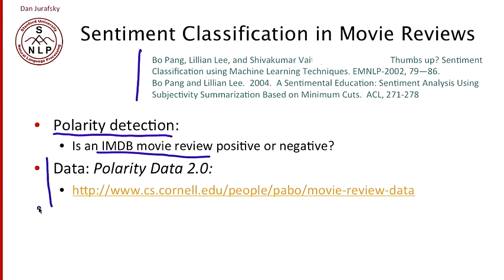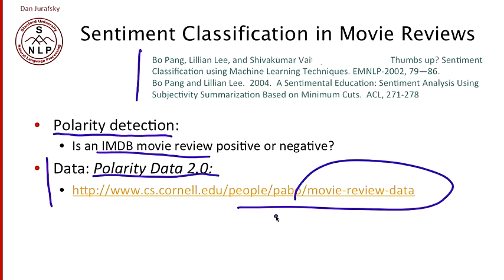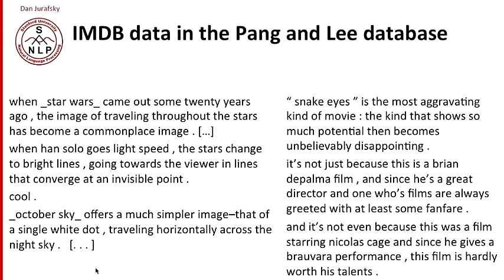They've released some data that's often used in research called Polarity Data 2.0, which is a set of IMDb movie reviews that have been text normalized. And I pointed you here at the URL for that. Here are some examples of movies from their database. Take a look and see if you can decide which one's positive and which one's negative.